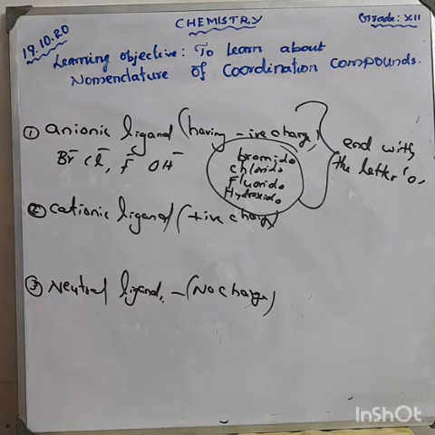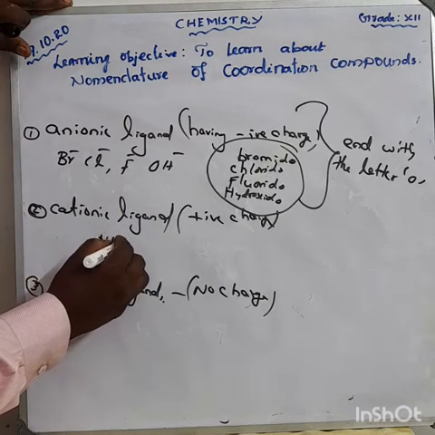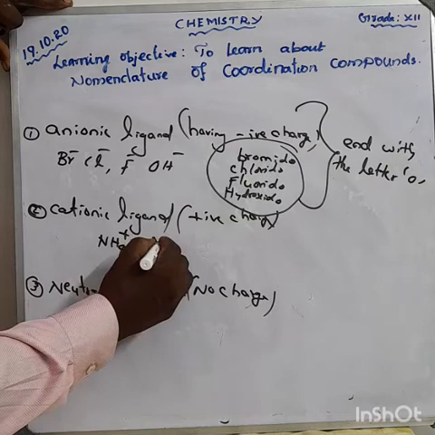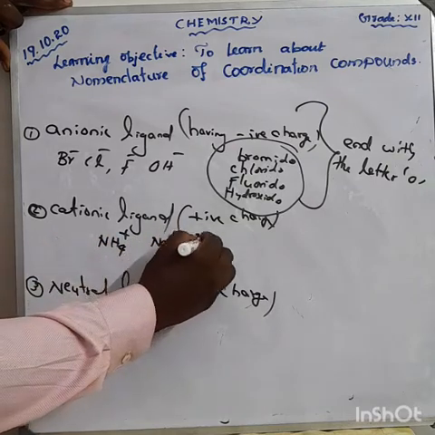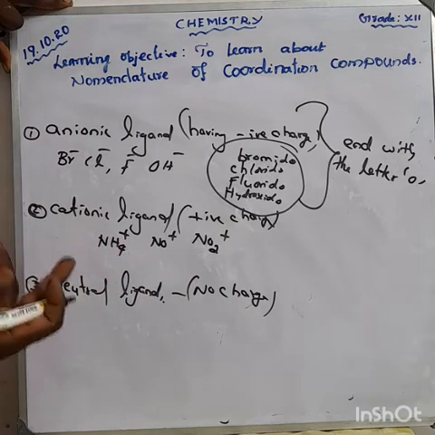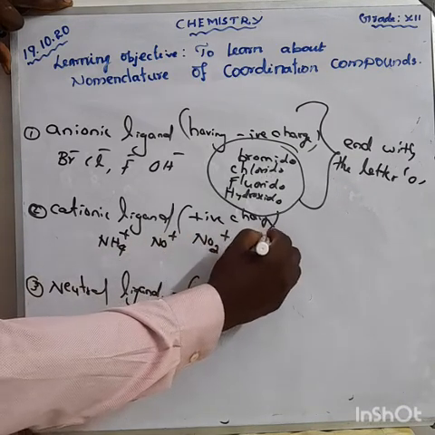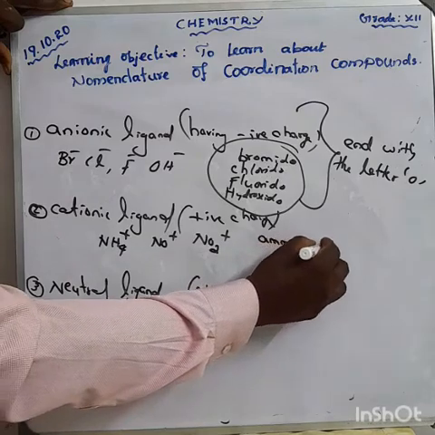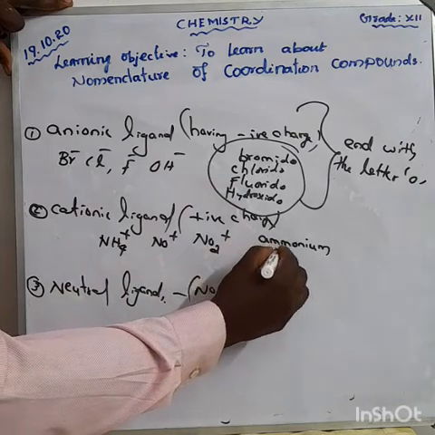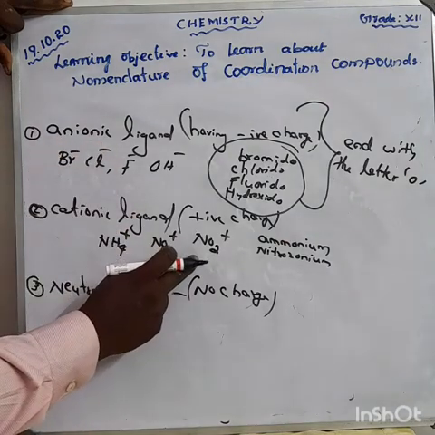What can you say about cationic ligands? NH4 plus is one example of a cationic ligand. NO plus. Next, NO2 plus. These are the examples. NH4 plus is ammonium. Ammonium. NO plus is nitrosonium. NO2 plus is nitronium.